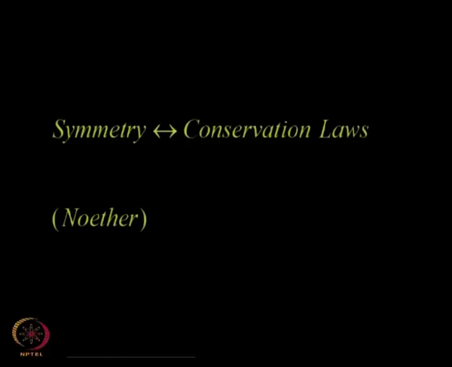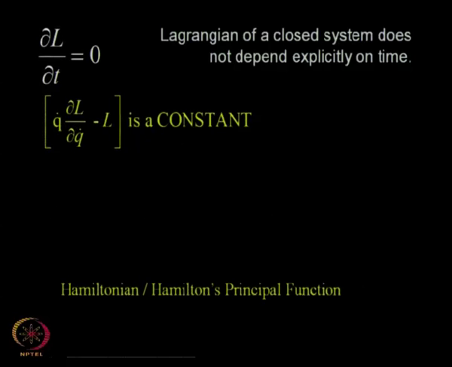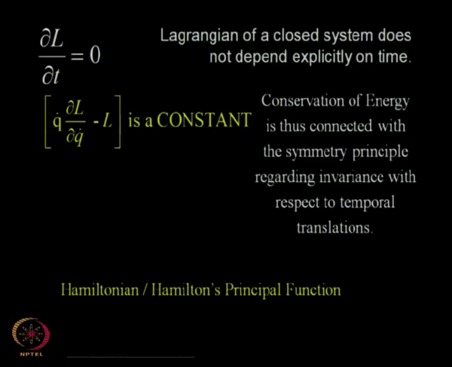We have seen that it reveals a connection between symmetry and conservation law. We have already seen one such illustration, but because this formulation is so general, this can be very easily extended to other expressions of Noether's theorem, and I will illustrate one other. This is the one that we have already seen, that the Lagrangian of a closed system does not depend explicitly on time, therefore del L by del t is 0. This is a symmetry principle. Associated with this is a conservation principle, that the Hamilton's principal function is a constant, and it is this that you call the total energy. So, there is a connection between symmetry and conservation law that we have seen over here.